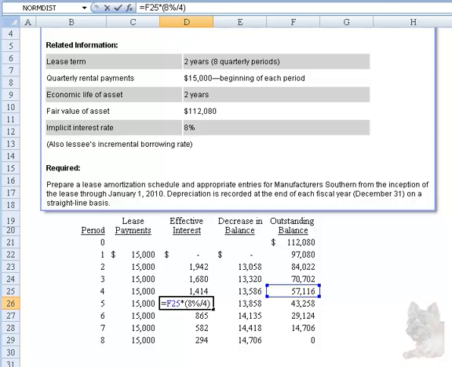Okay, so we take the previous amount times 2%, then we take the previous amount less the $15,000 payment, add back the effective interest because a portion of that payment goes to interest, not to principal, and then we know how much is the decrease in the balance of the obligation, which we're calling principal, and subtract that amount from the previous balance, and then we just keep working it forward. And that takes care of the first portion of this requirement, which is to prepare the amortization schedule.